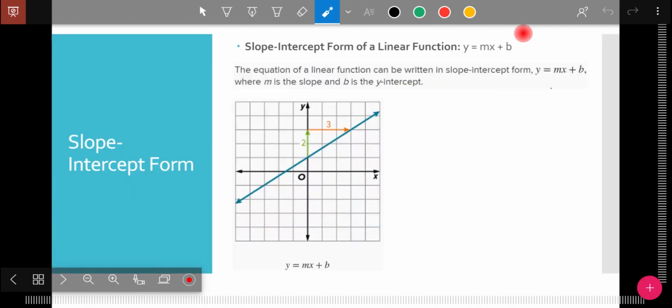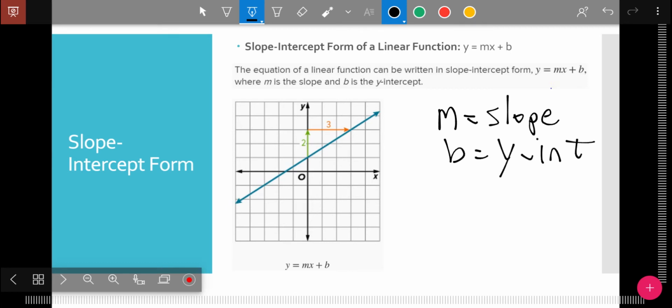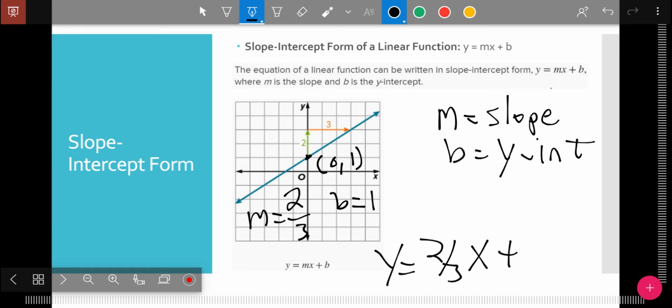Slope intercept form, this is hopefully a review of something you've got hammered home in algebra class. y equals mx plus b. It's very important that you understand that m is the slope and b is the y-intercept. It's the most graphable form of a linear function. Now, this right here is the y-intercept. It's at the point (0, 1), so for this particular problem, b would be 1. The m is showing you here in the picture that it goes up 2 over 3. Slope is rise over run. And so I would write y equals 2 over 3x plus 1.